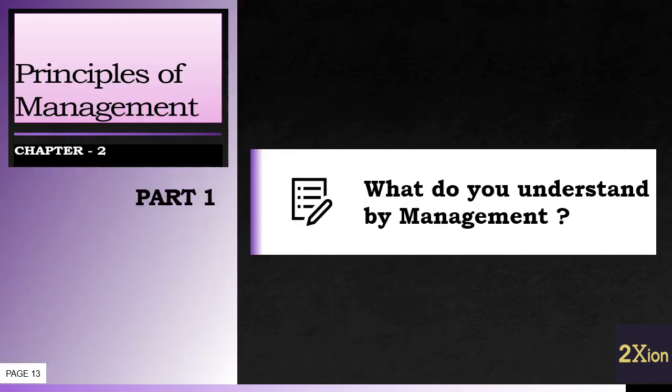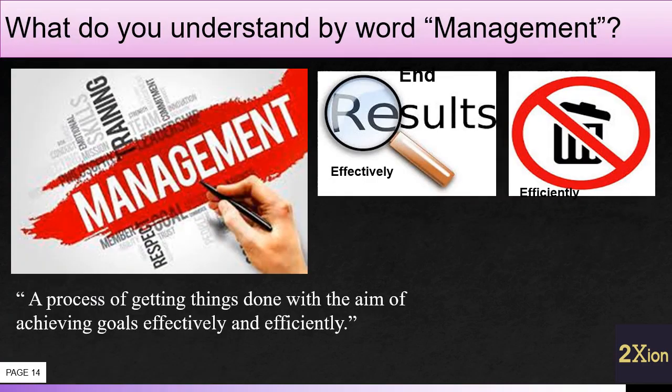What do you understand by management? Do you remember what we learned? Management is the process of getting things done with the aim of achieving goals effectively and efficiently. Effectively is related to end result and efficiently is related to reducing cost by reducing the wastage of resources.